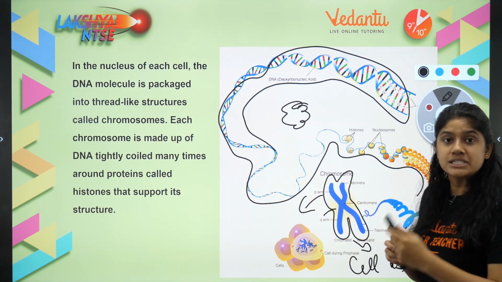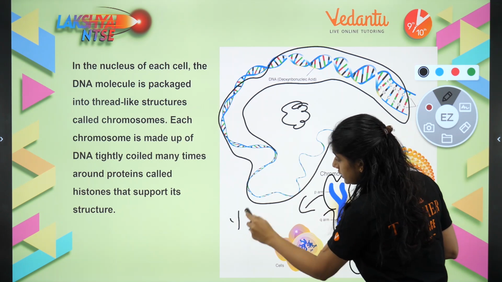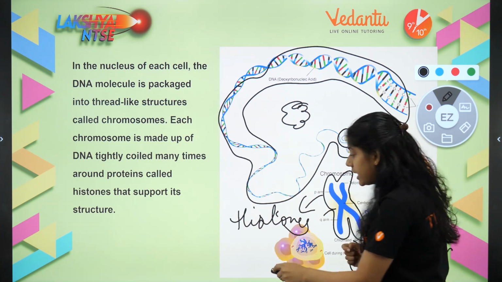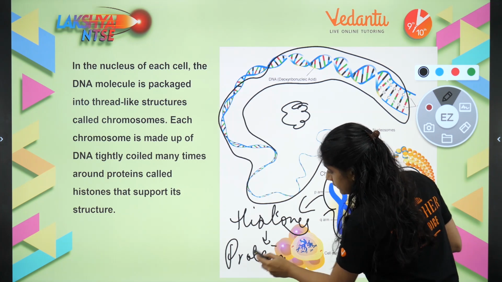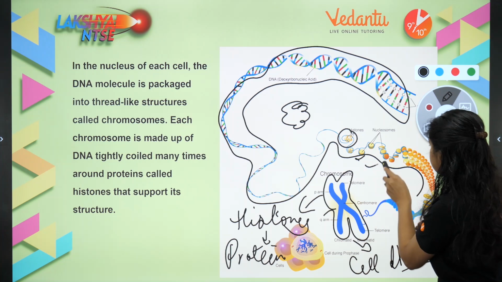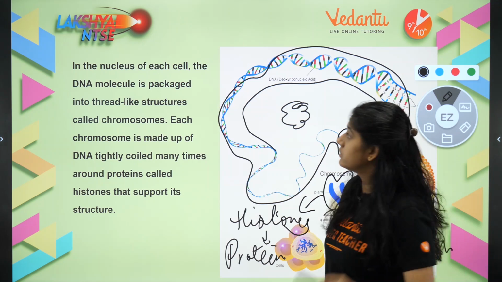We know that our DNA is wrapped around histones. Histones are the proteins. Remember? What are histones? They are the proteins on which the DNA is completely wrapped around like this. Okay? So, the answer will be what?